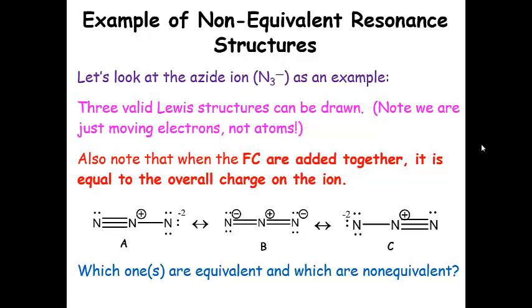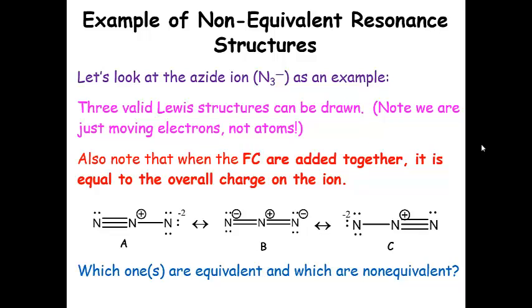So let's talk about an example of non-equivalent resonance structures. We're going to learn how to distinguish equivalent from non-equivalent resonance forms. And so we're going to look at the azide ion. Okay, that's N3 minus. So we can draw three different valid Lewis structures. Now what you should do is attempt to do this yourself. So even though I'm going to give them to you and show them to you, you should make sure that you can draw three different valid Lewis structures for azide without looking.